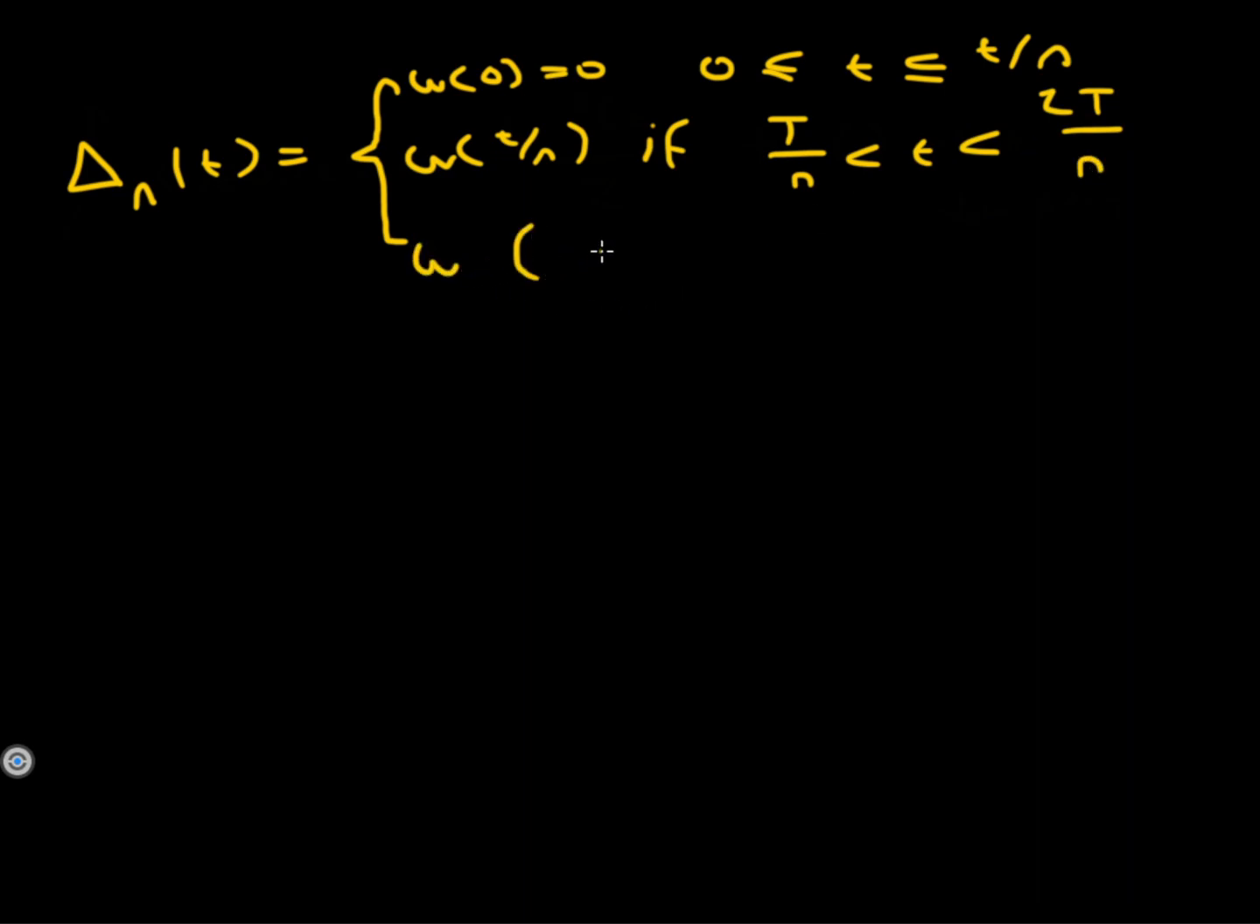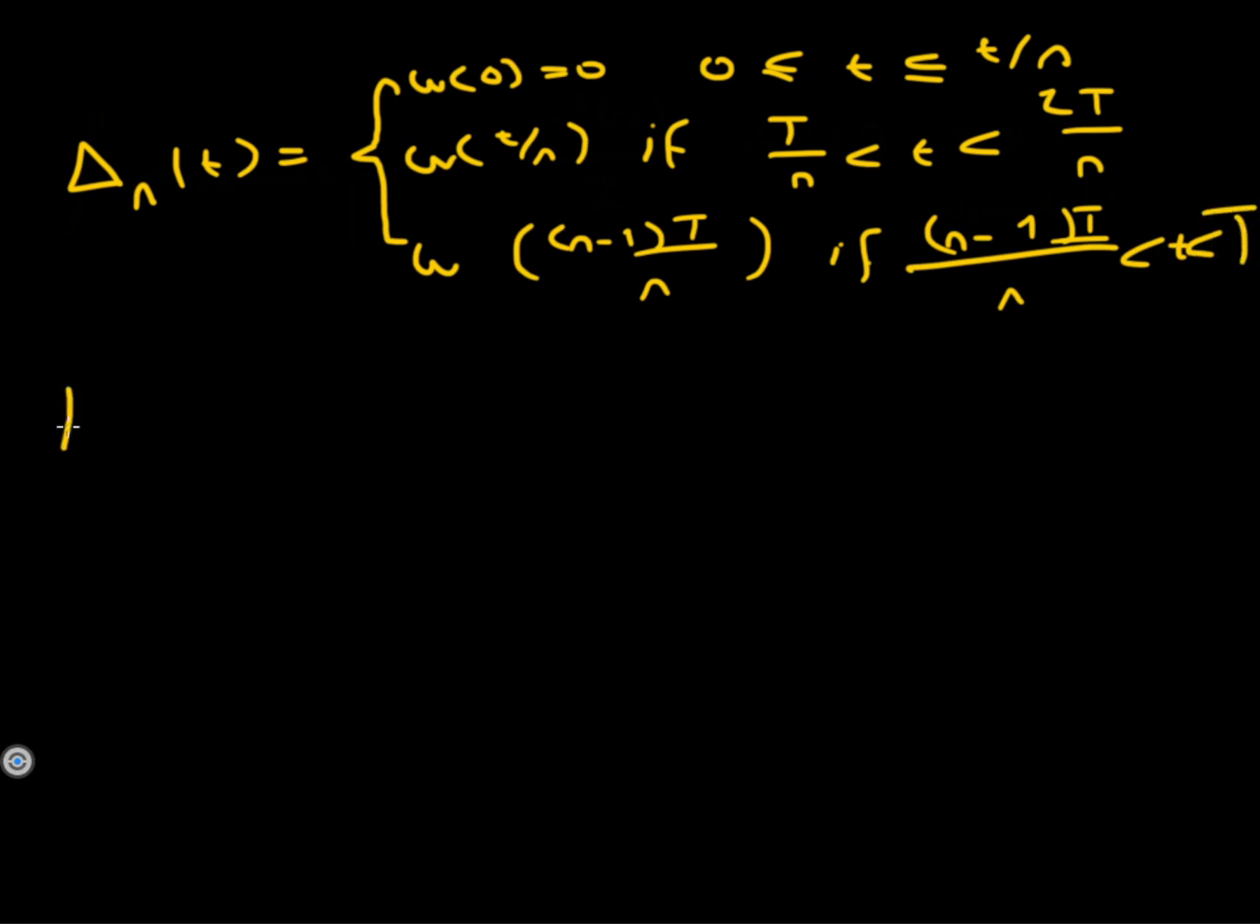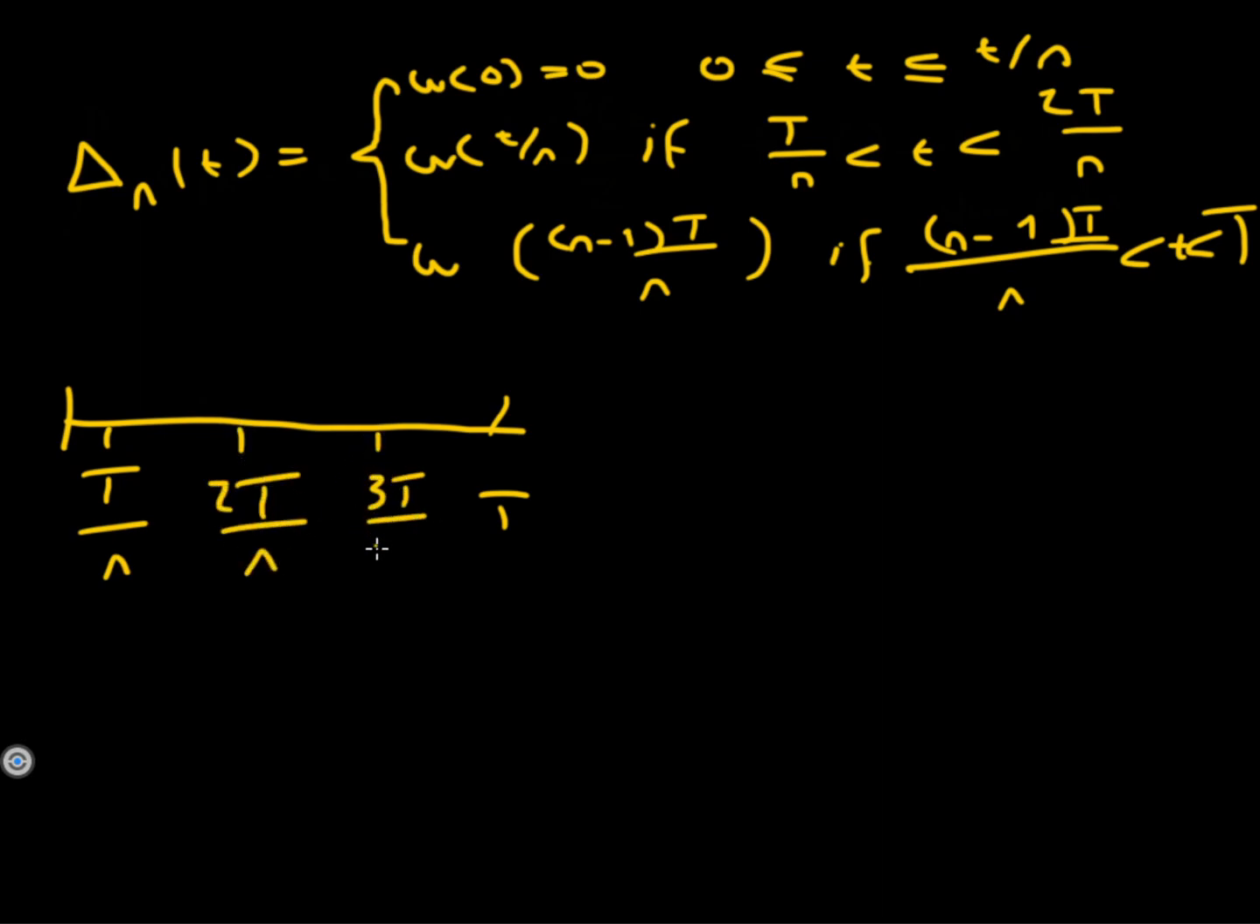And it'll return omega of (n minus 1)t over n if it lies between (n minus 1)t over n and t. So what we did here is just partition this. So basically what we have is big T over here. Then we have t over n, 2t over n, 3t over n, and then (n minus 1)t over n, and then t, right? And of course in the beginning we have 0 or t0.